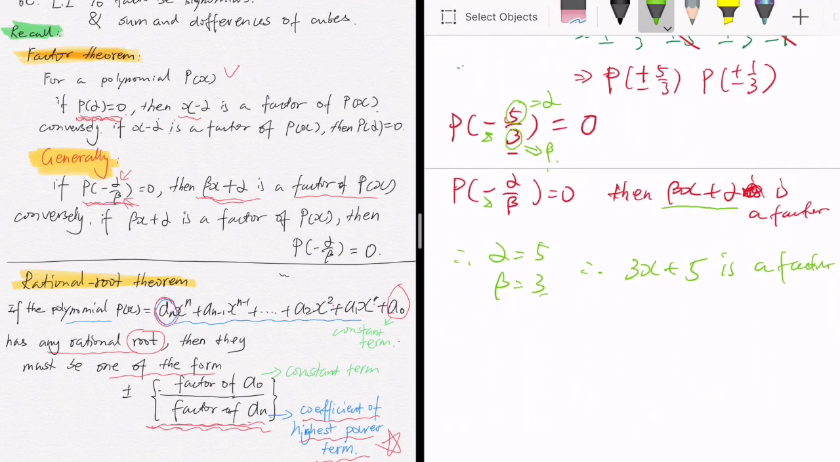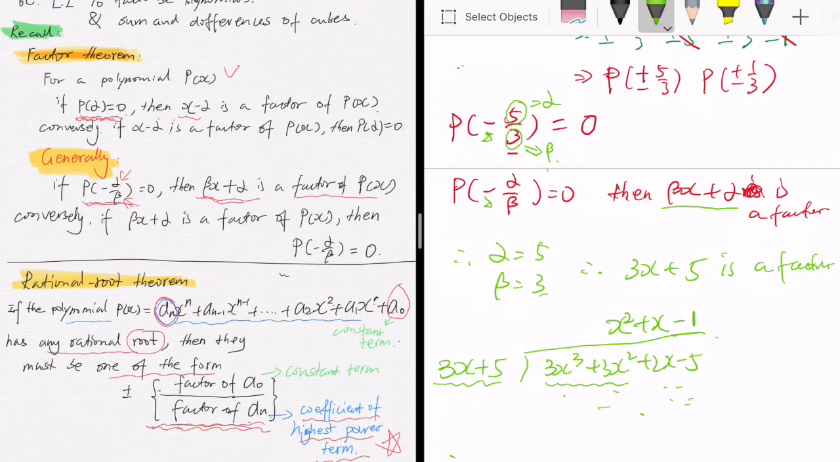Alright, so now we have found 3x plus 5 is a factor. Now this is how you do the division. You have 3x cubed plus 3x squared plus 2x minus 5, and you divide by the factor you just found, 3x plus 5. Focus on the first two terms. After you do the division, you will have x squared plus x minus 1. In your working out, make sure you show the division process over here.